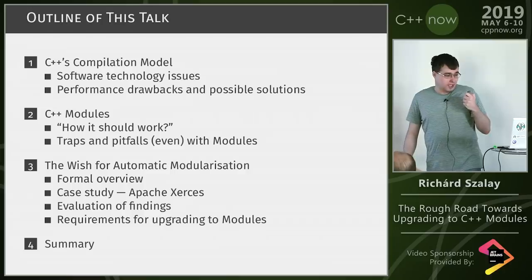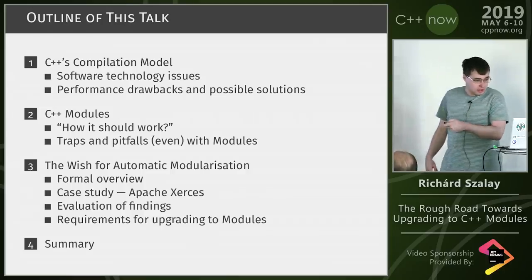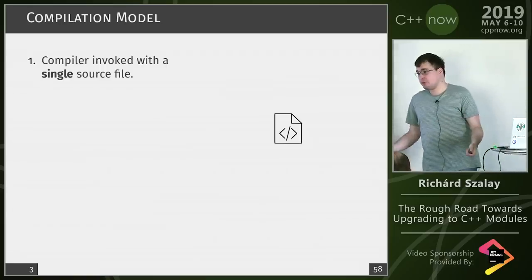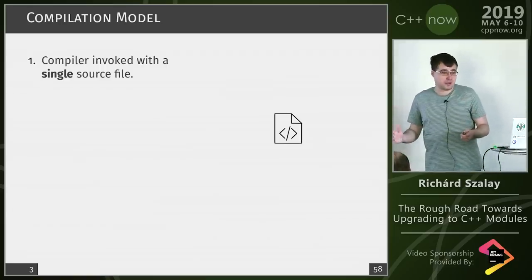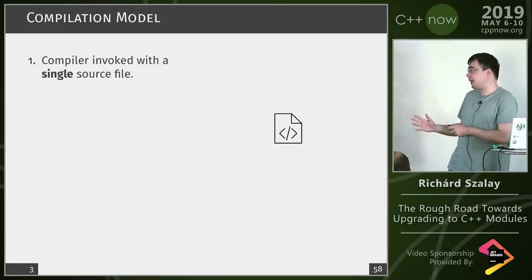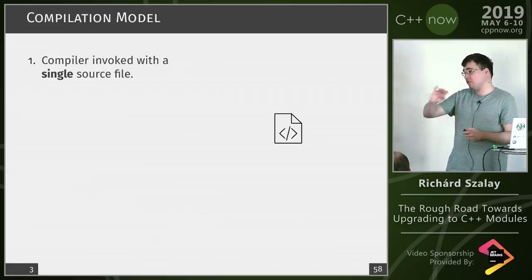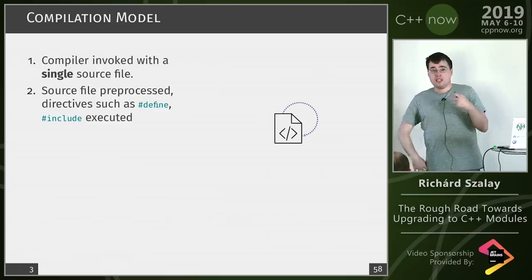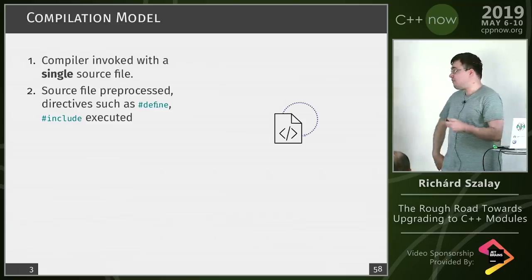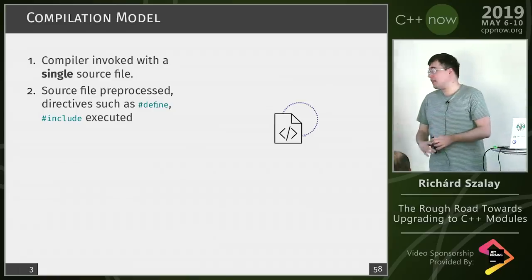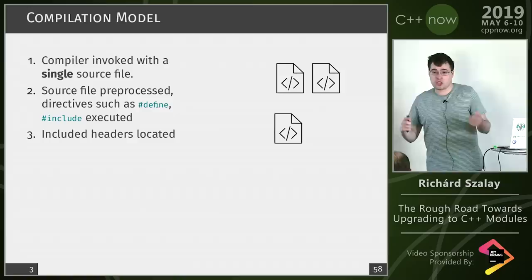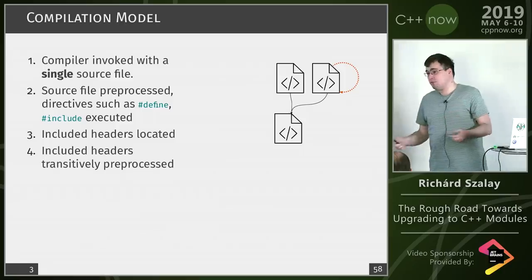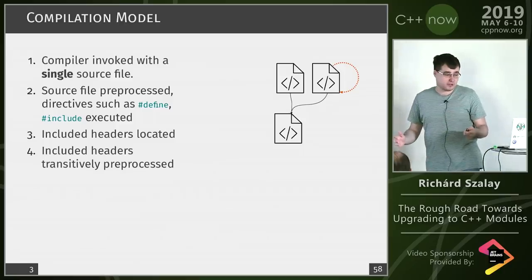So when we write C++, it does something which is called separate translation. Hopefully we all know it, that the compiler is invoked by some driver on a single source file, always a single source file, no matter how many files you have in your project. We run the preprocessor, evaluate the directives. We find some other files which are the includes. We also preprocess them transitively until there are no more preprocessor directives found.